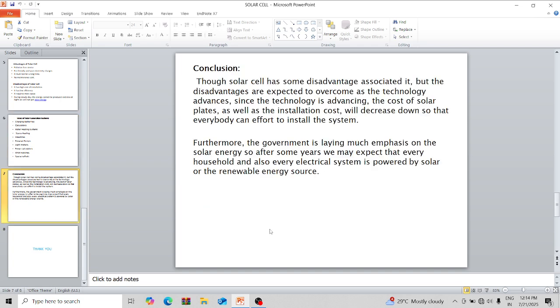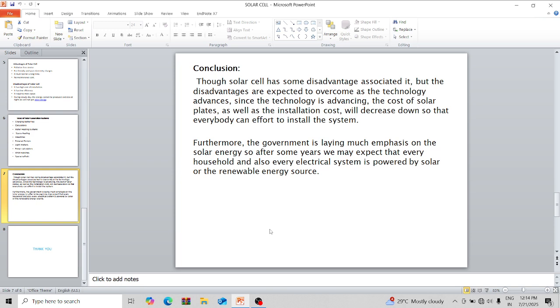Conclusion. Though solar cell has some disadvantages associated with it, the disadvantages are expected to be overcome as the technology advances. The cost of the solar panel as well as the installation cost will decrease so that everybody can afford to install the system.